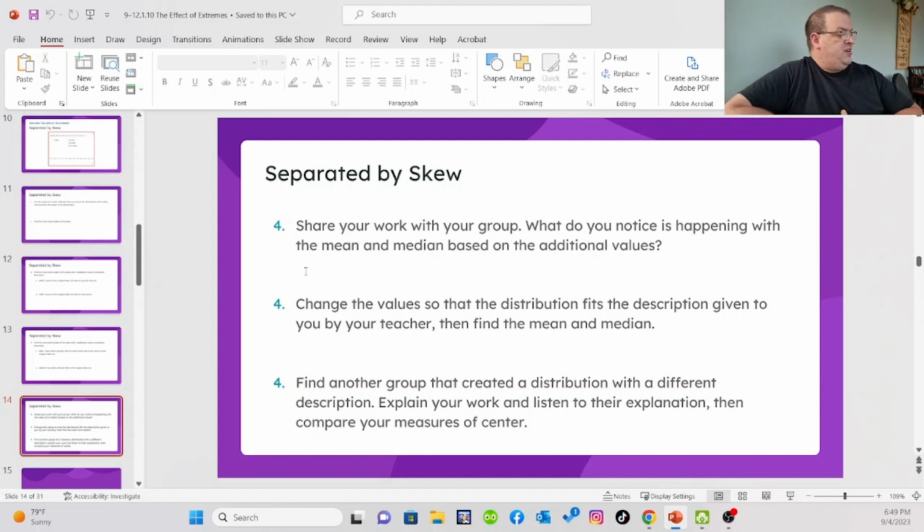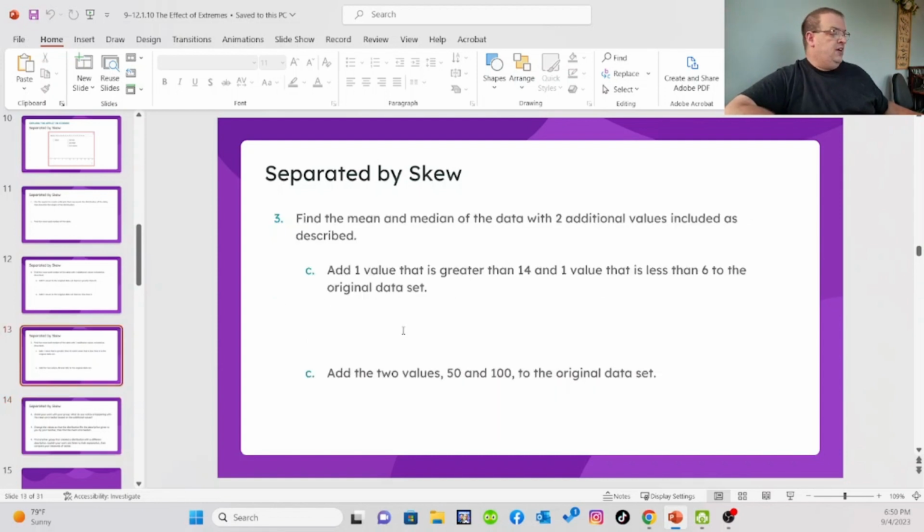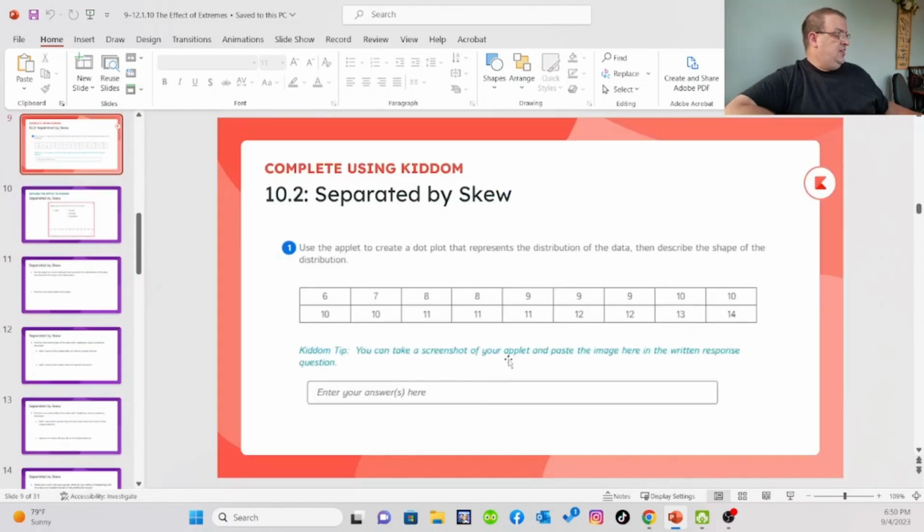To finish up here, it says share your work with your group. What do you notice is happening with the mean and the median based on the additional values? Change the values so that the distribution fits the description given to you by your teacher. Then find the mean and median. If you are here in class, these are going to be given to you.